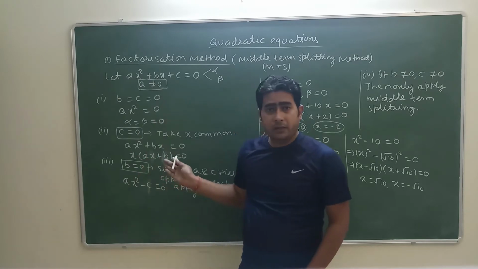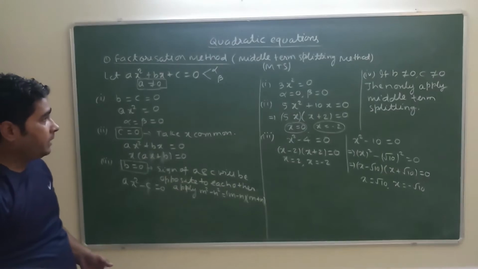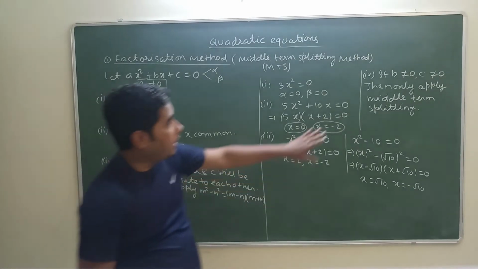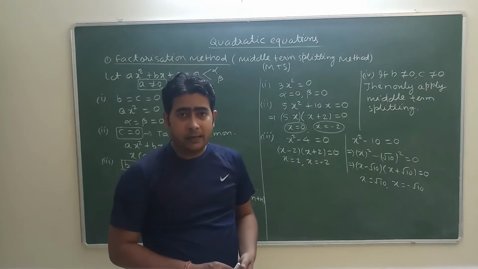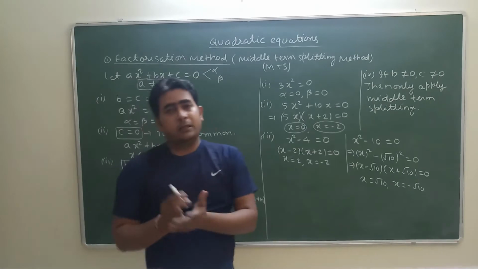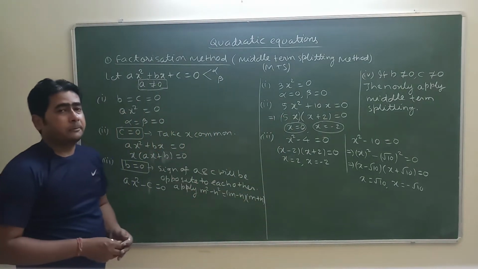Otherwise, there are so many shortcuts. Now, you need to copy all these things. Then we will see the next thing, which is how to apply middle term splitting correctly. And after that, we will see the completing the square method, and then there will be the quadratic formula. Right? So you can copy all these things.